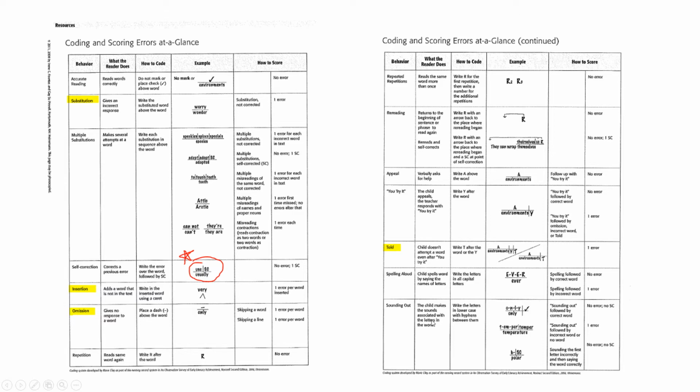So subarticulation on its own, just saying parts of the sounds in the words, is not an error unless the child leaves the attempt without actually getting to the word. So it's not an error to try. All right, so you can read through this form and you can refer to this form as you count the errors.